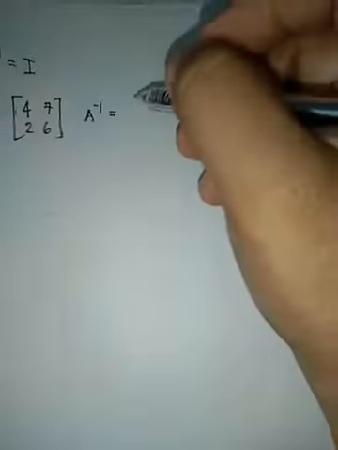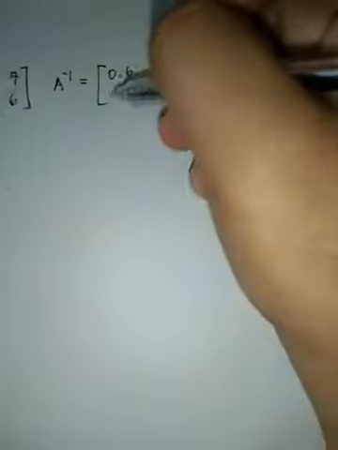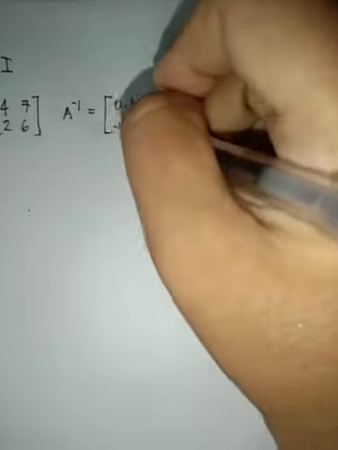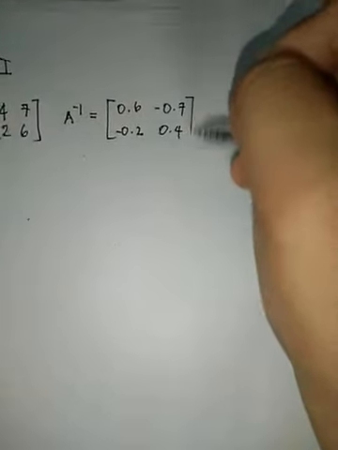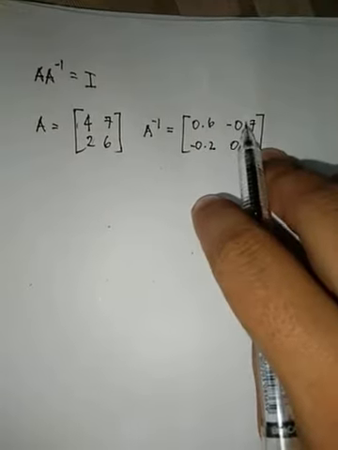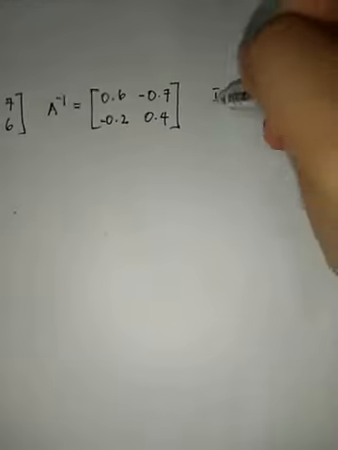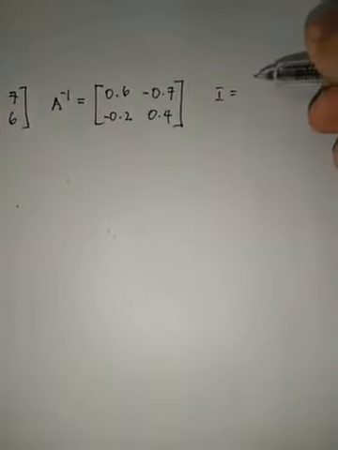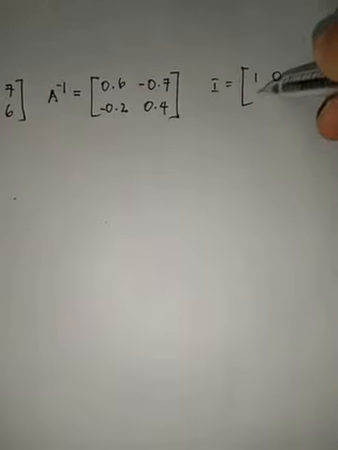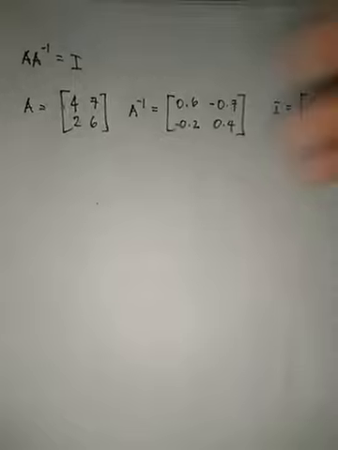So, ang inverse of matrix A natin is 0.6, negative 0.7, negative 0.2, then 0.4. Okay. So, yan man, diba? Then, ang ating identity matrix dito is 1, 0, 0, 1. Yan. Okay, let's prove, no?